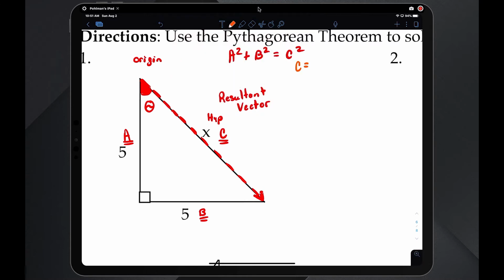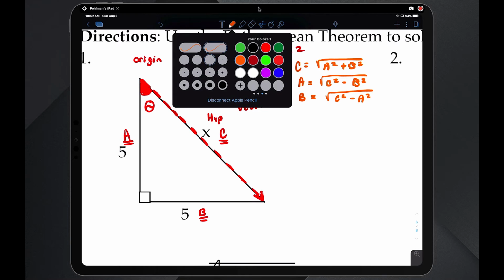You'd have c equals the square root of a squared plus b squared. If you're solving for side a, you'd have the square root of c squared minus b squared. And if you're solving for side b, you'd have the square root of c squared minus a squared. That tells you how to rearrange that formula to solve for all of your different sides. We're trying to solve for side c.